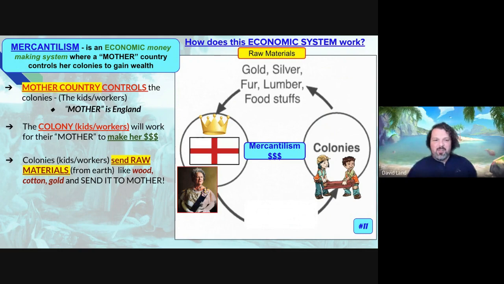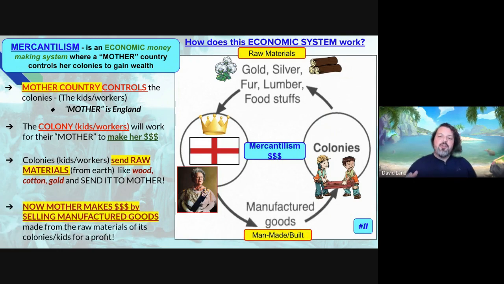Now, how does she do this? Well, first, the kids have to work and produce raw materials. Do you see it highlighted there? Raw materials are things like lumber, wood, vegetables, cotton, even gold that you find in the ground. So all these things come from the earth. Now, those kids have to send that beautiful resource over to mother. Now, mother takes those resources and makes them into something more valuable. For instance, she'll take that wood and that lumber and make a desk out of it, and then she'll be able to sell the desk.